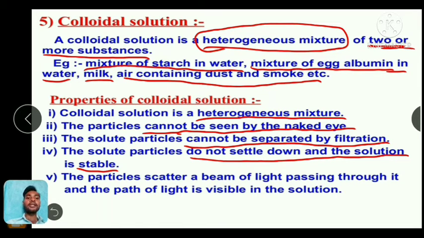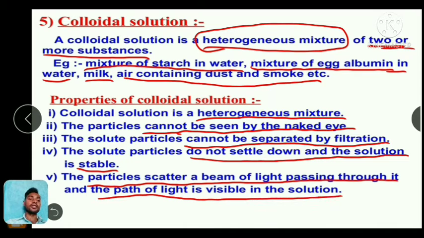The properties: particles scatter a beam of light passing through it, and the path of light is visible in the solution. This is a similar property to what we studied about heterogeneous mixtures. Basically, the main example we talk about for the colloidal solution is starch.